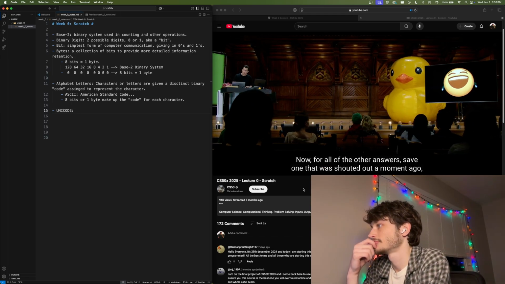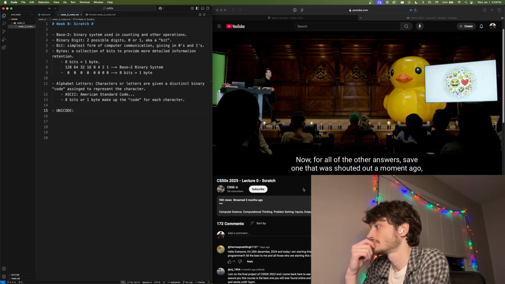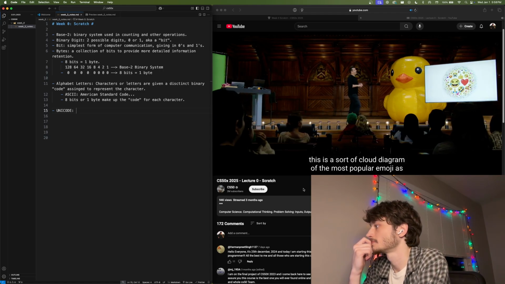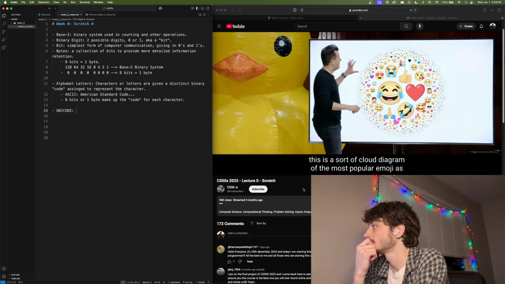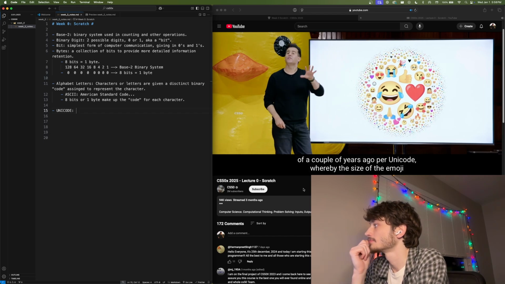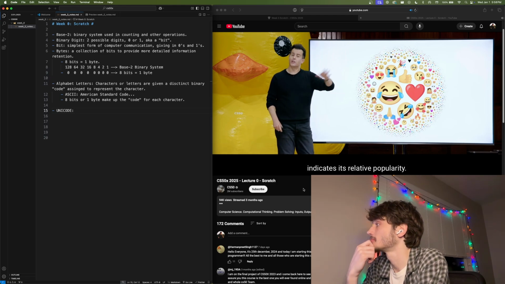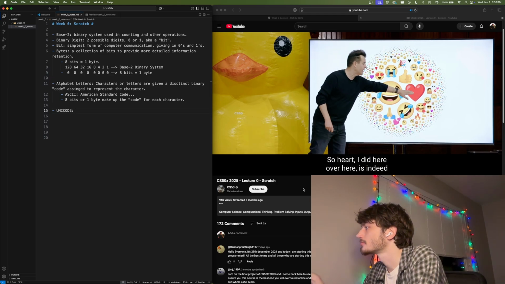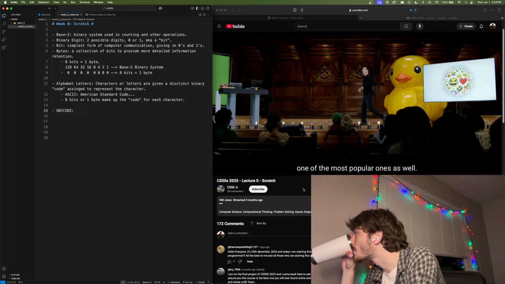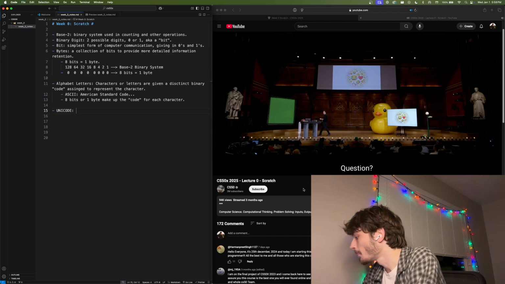Now, for all of the other answers, save one that was shouted out a moment ago, this is a sort of cloud diagram of the most popular emoji as of a couple of years ago per Unicode, whereby the size of the emoji indicates its relative popularity. So heart, I did hear over here, is indeed one of the most popular ones as well. Question?